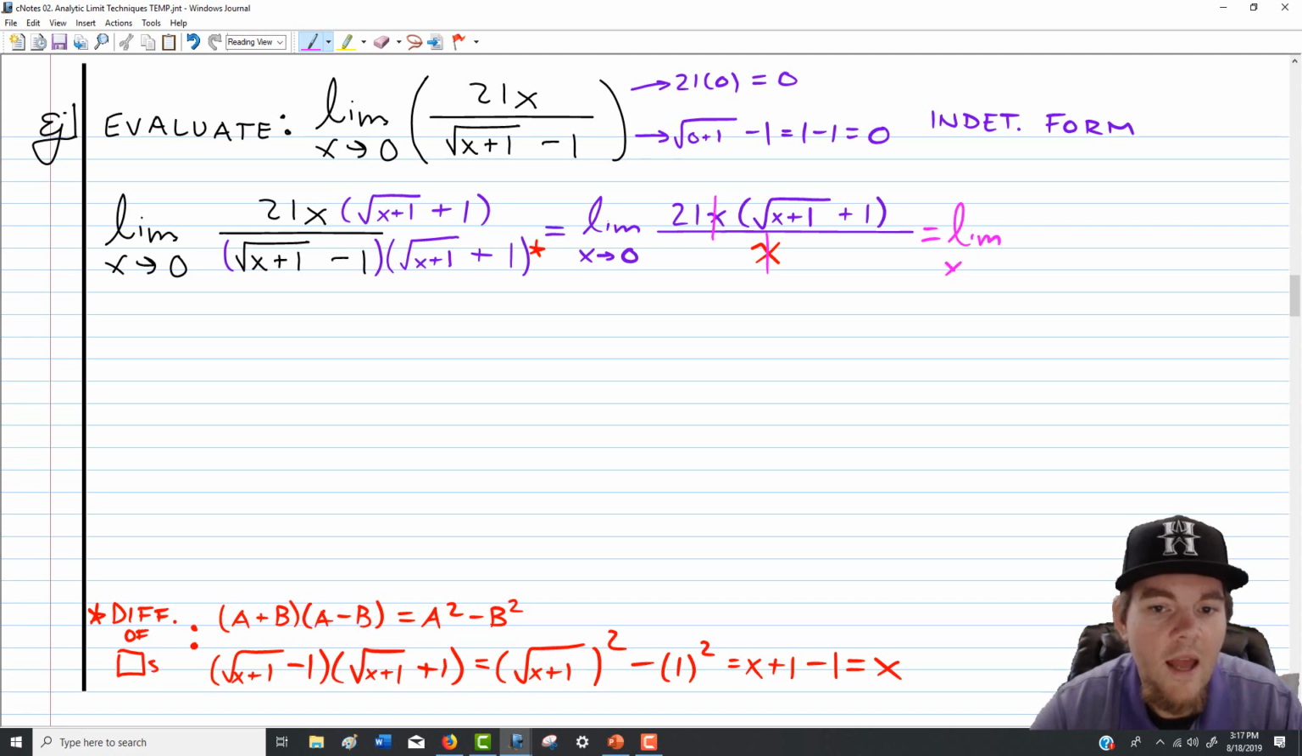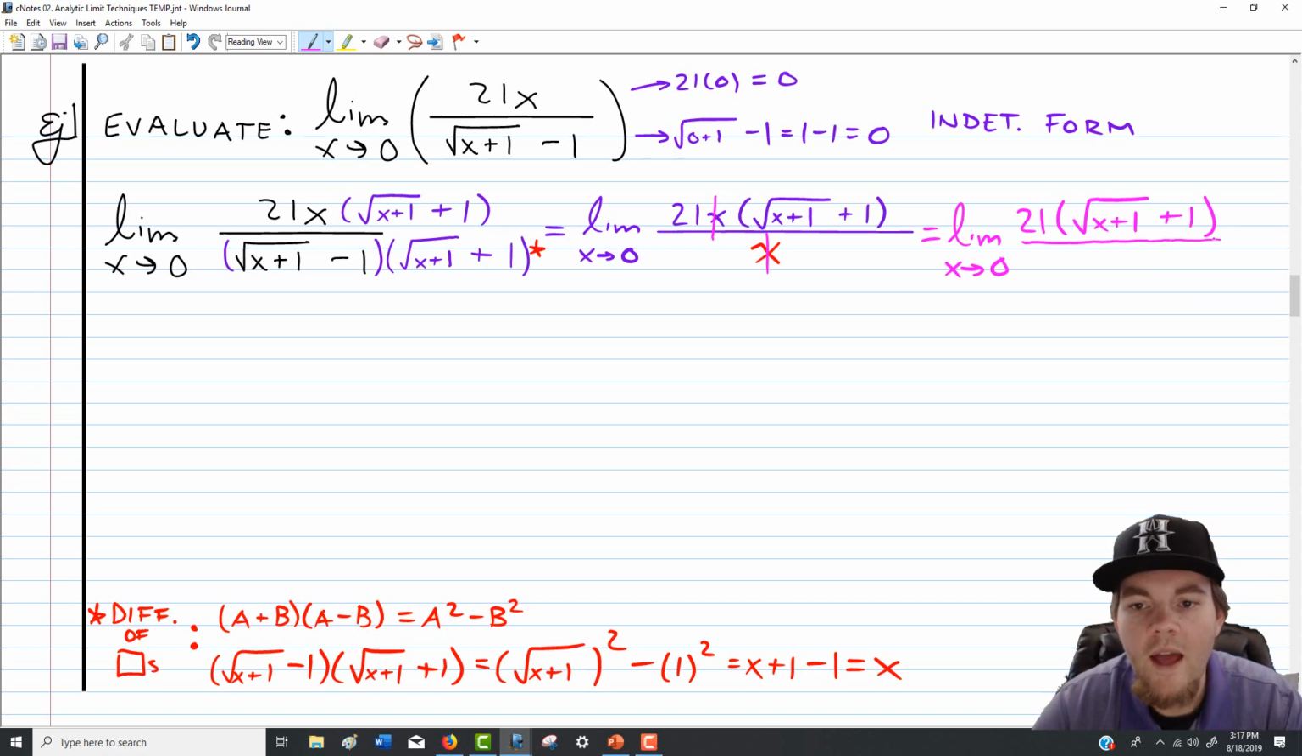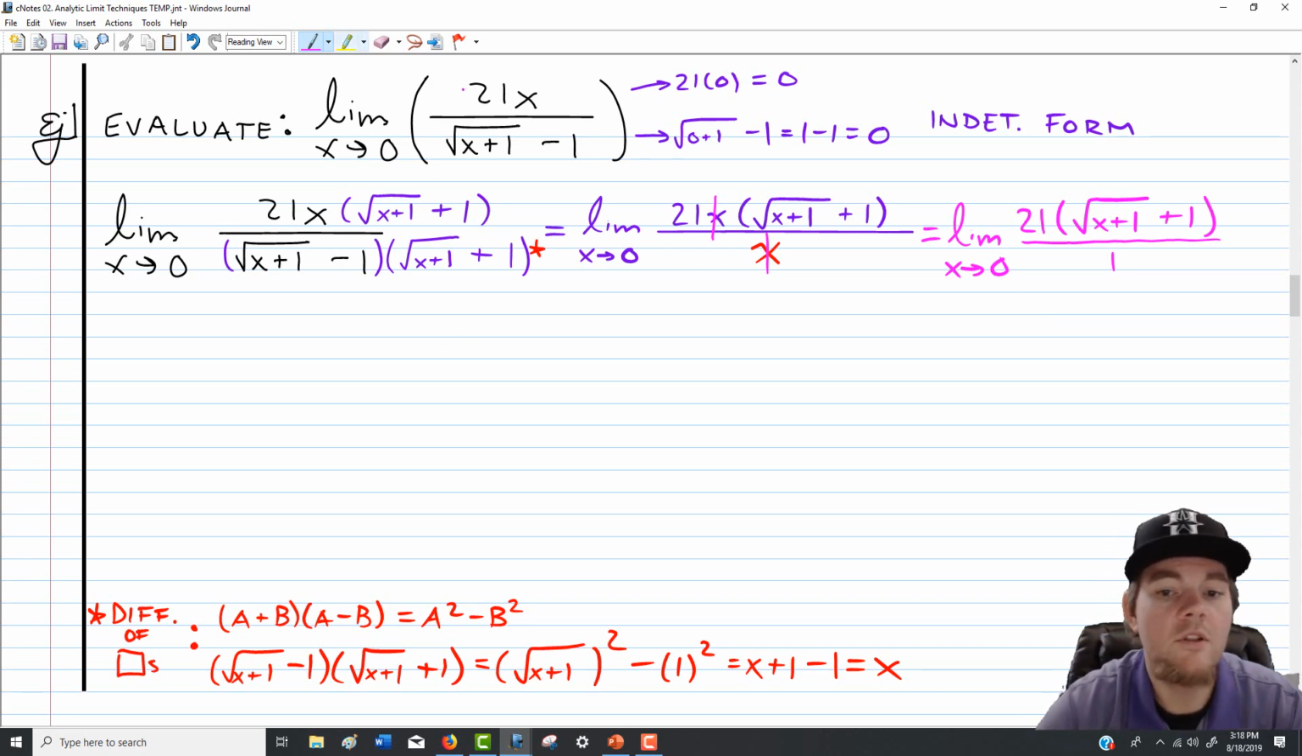This is now the limit as x approaches 0 of 21 times parentheses, and those parentheses are hugely important. If you don't use them, you will get this answer wrong. Get that over 1. And that is fantastic, because no longer is it possible for us to get an indeterminate form. If we have a 1 in the denominator, that means it can't possibly be 0. Therefore, all we have to do is use direct substitution to evaluate. And in fact, we can.